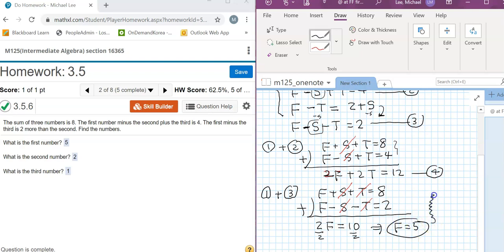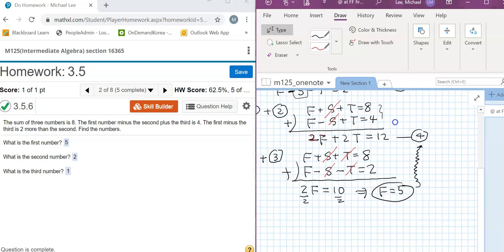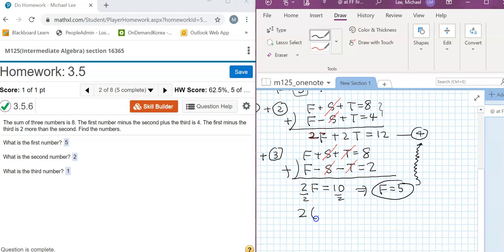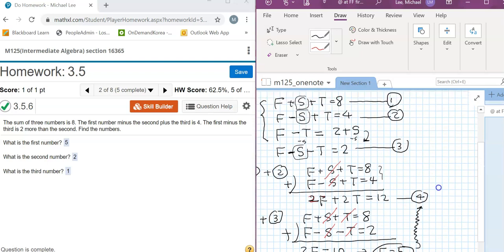So I'm going to substitute F equal 5 in equation 4. So 2 times 5 for F plus 2T equal 12. That means 10 plus 2T equal 12. That gives me T equal 1. So the third number is 1, the first number is 5. You just need to find the second number.